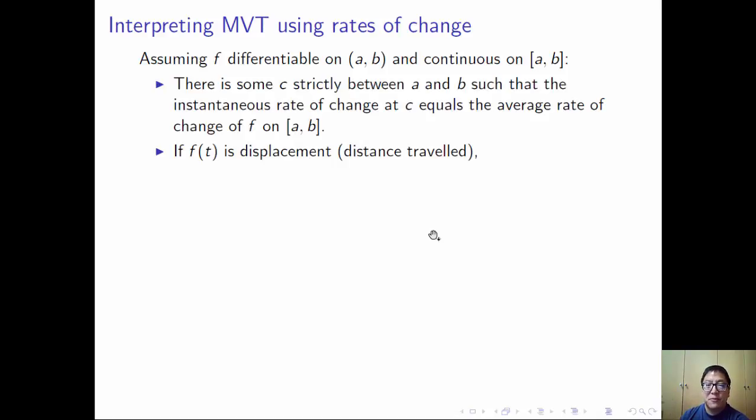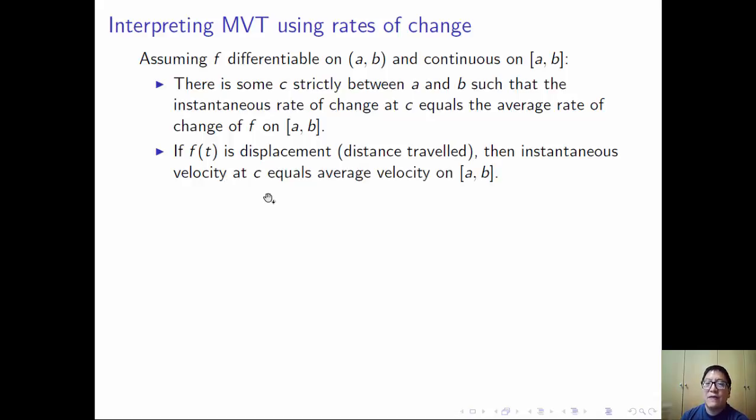So if f happens to represent displacement or distance traveled, then interpreting that same statement says that the instantaneous velocity at time c is equal to the average velocity over the whole interval [a, b]. Now where can we apply that?